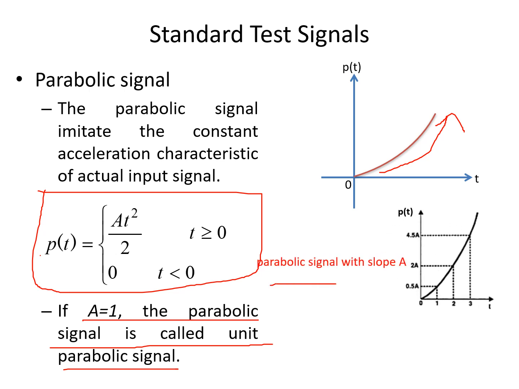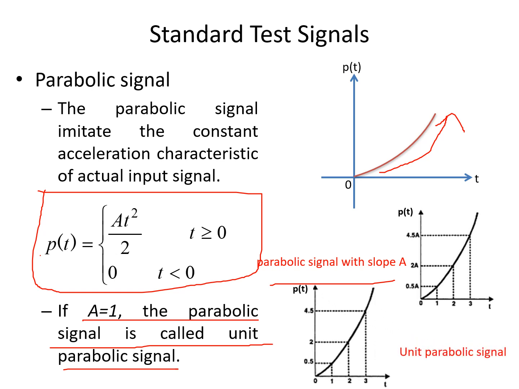This is a parabolic signal with slope equal to a, wherein you have a gain equal to 0.5a, 2a, 4.5a and so on. You have your unit parabolic signal which is taking the values 0.5, 2 and 4.5 and so on.